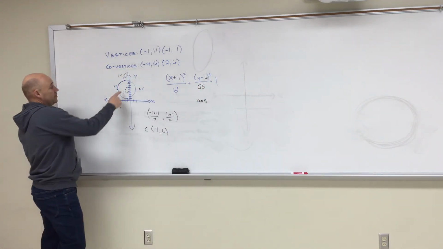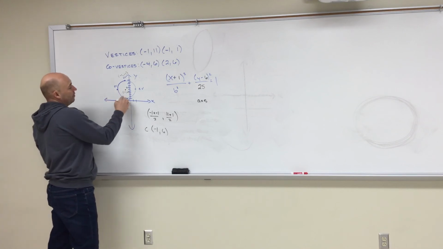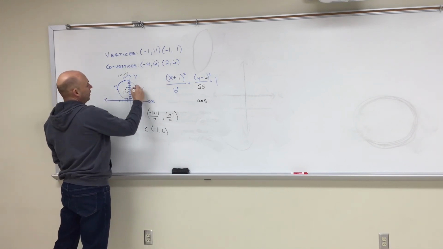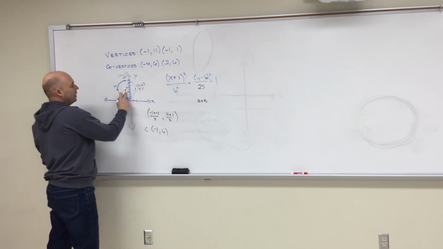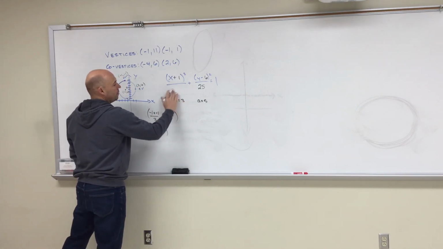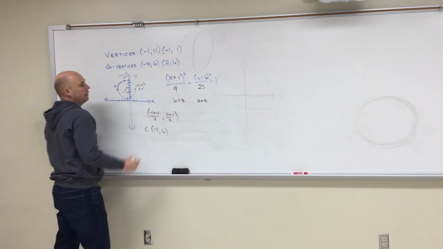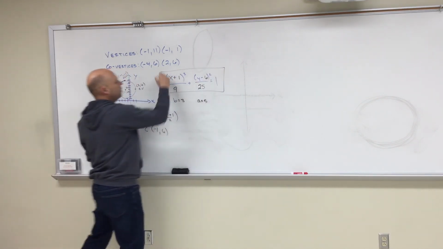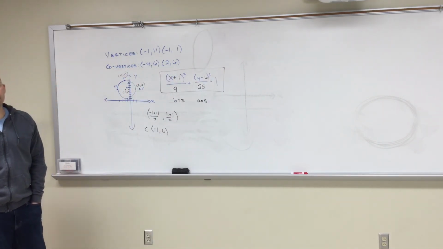My b value is the distance from my center to my co-vertex. So again, if I'm at negative 1, 6, and I know this value is 2, 6, negative 1 to 2 is 3, so my b value is 3, so my b squared value is 9. And then that would be the equation for the information given. Okay?